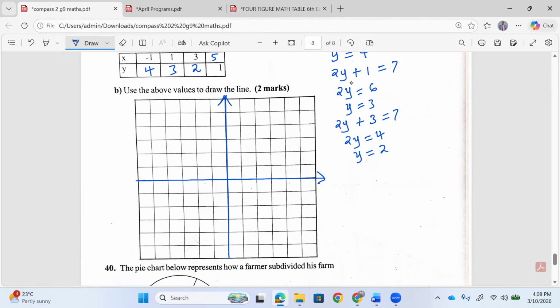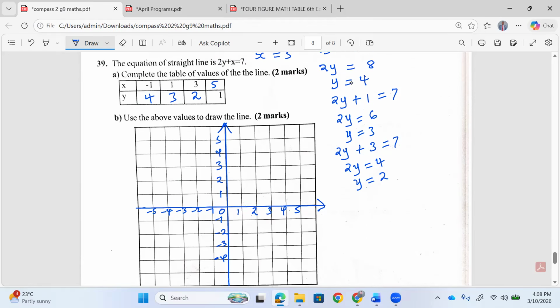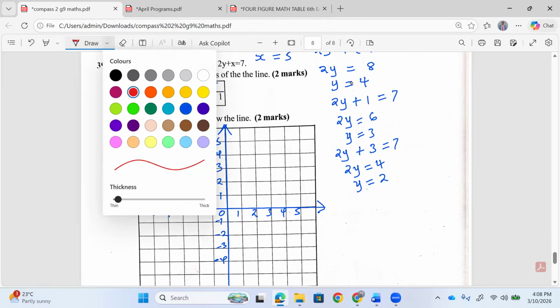The x-axis, the y-axis. So every square here shall be 1 unit. So 1, 2, 3, 4, 5. 1, 2, 3, 4, 5. -1, -2, -3, -4, -5, -1, -2, -3, -4, like that. So we have values of x and values of y.